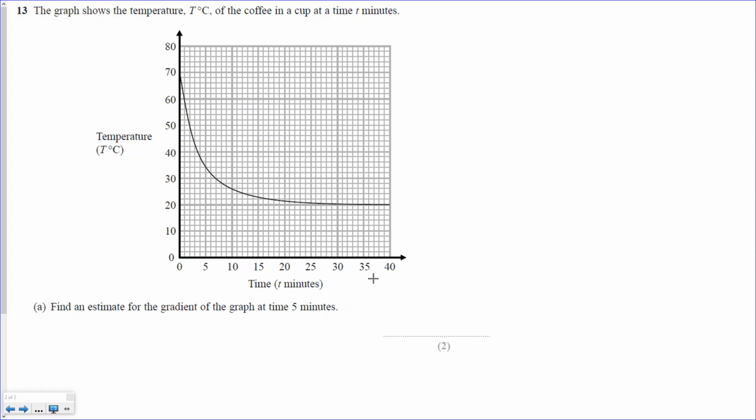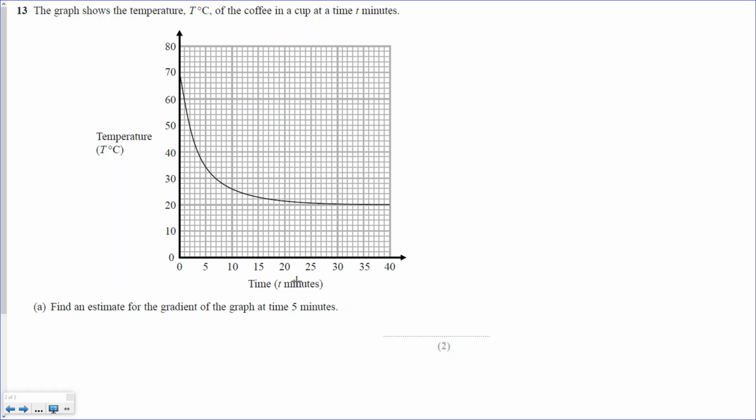It's question 13. The graph shows the temperature T degrees of the coffee in a cup at a time T minutes. Okay, so we have a graph. On the y-axis we have the temperature, on the x-axis we have the time. Find an estimate for the gradient of the graph at time 5 minutes.